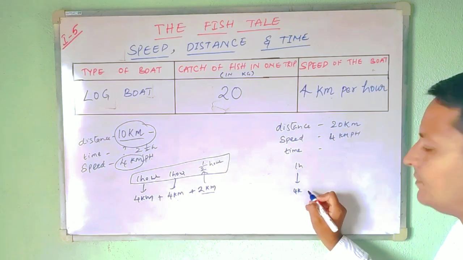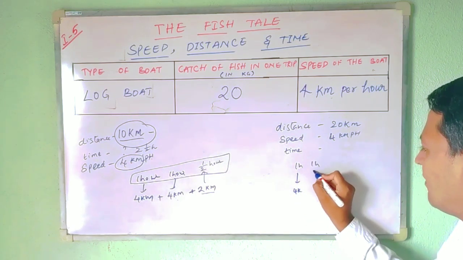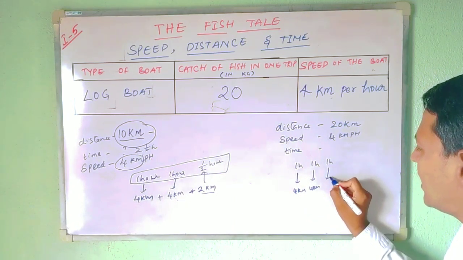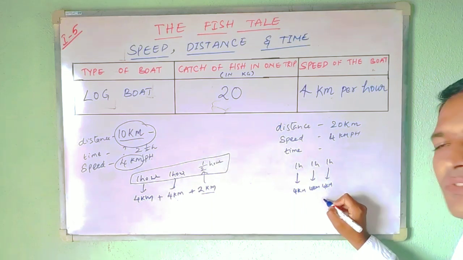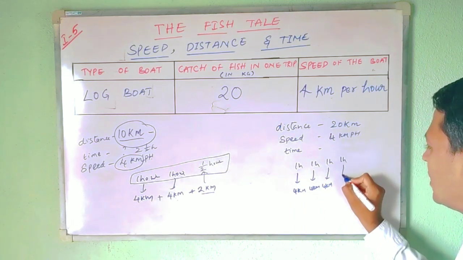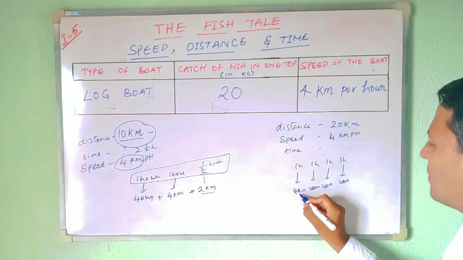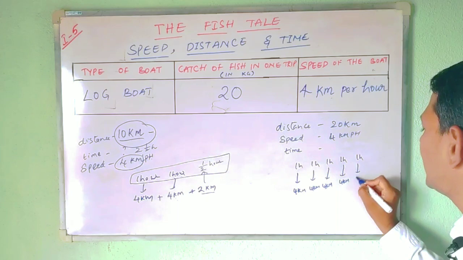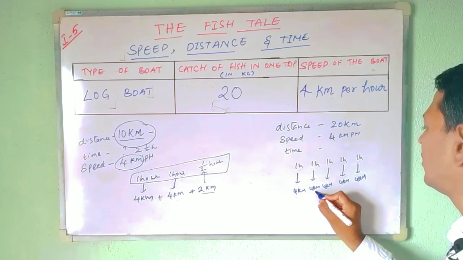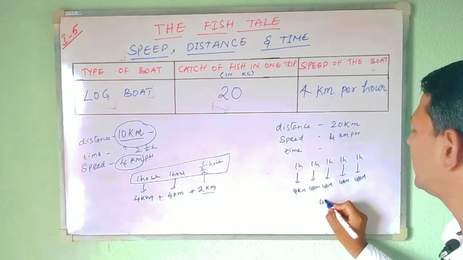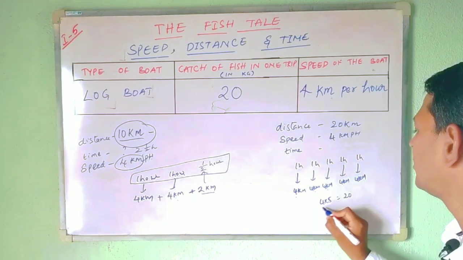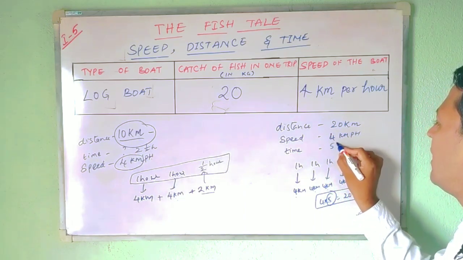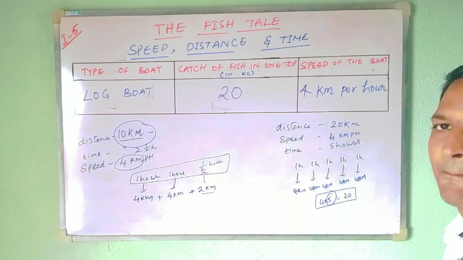If it is going with a speed of 4 kilometers in 1 hour, it is going 4 kilometers. In the next hour, in the second hour, again it is going 4 kilometers. 4 plus 4, 8. In the third hour, again 4 kilometers. 4 plus 4 plus 4, 12. In the fourth hour, again 4 kilometers. 4 fours are 16. And in the fifth hour again it is going 4 kilometers. So 4 into 5 is equal to 20 kilometers. So you can tell that it is taking 5 hours to cover this 20 kilometers.